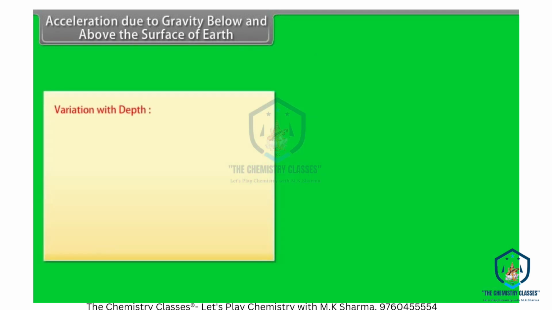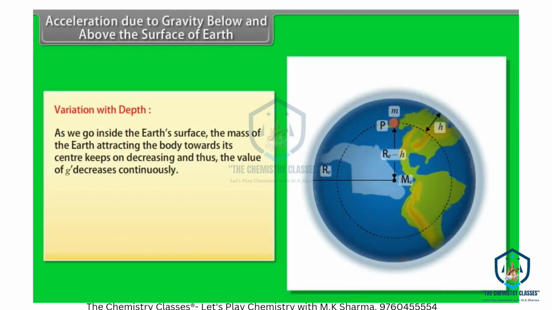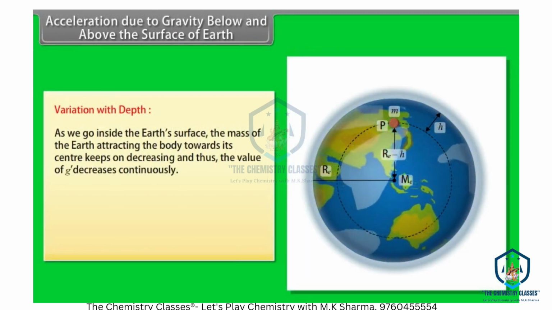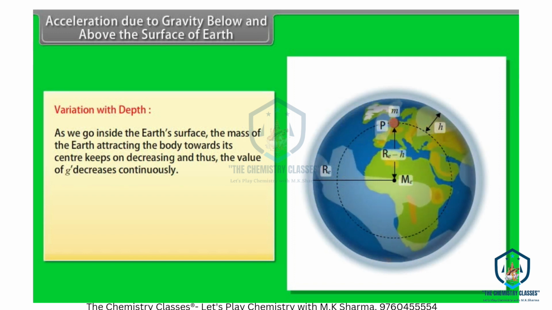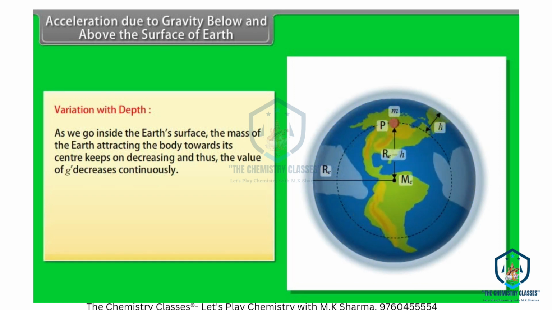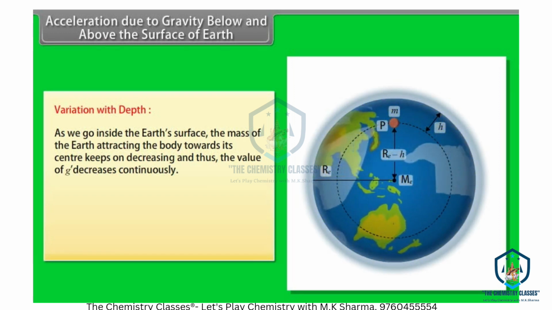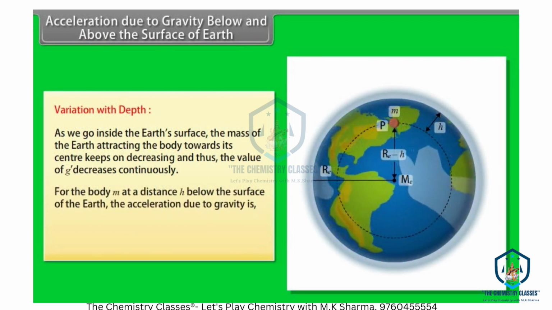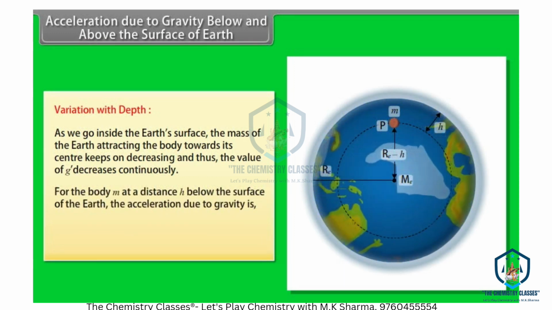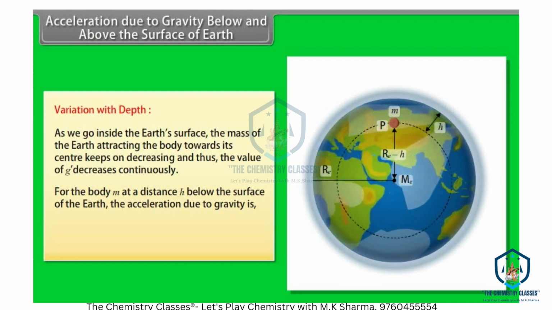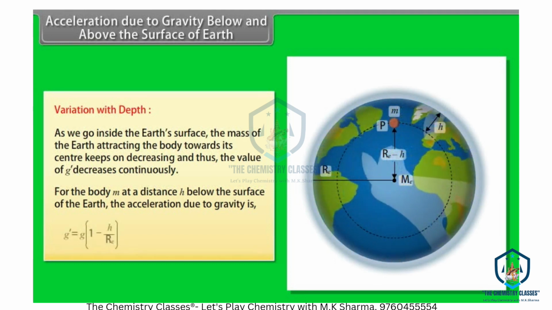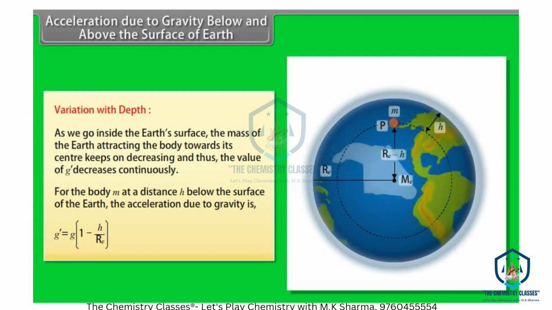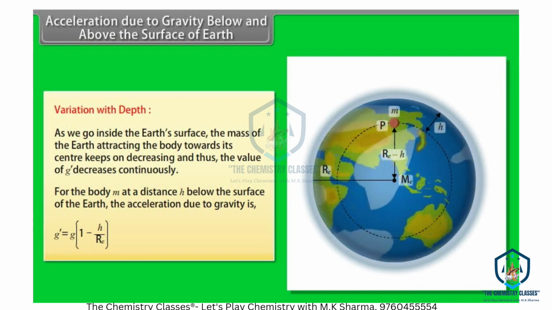Variation with depth. As we go inside the Earth's surface, the mass of the Earth attracting the body towards its center keeps on decreasing and thus the value of g decreases continuously. For the body m at a distance h below the surface of the Earth, the acceleration due to gravity is g dash is equal to g multiplied by 1 minus 2h upon re.